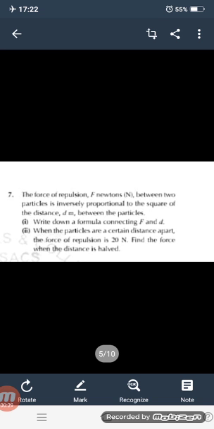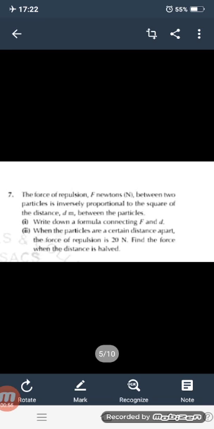Question number 7: the force of repulsion F Newton between two particles is inversely proportional to the square of the distance between the particles. Part 1: write down a formula connecting F and D. Part 2: when the particles are a certain distance apart, the force of repulsion is 20 Newton. Find the force when the distance is halved.